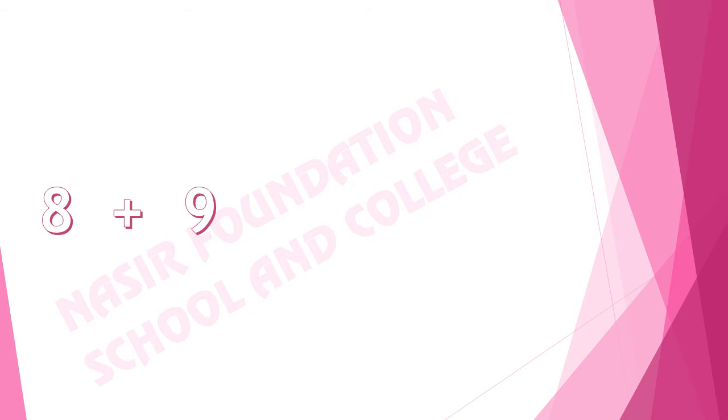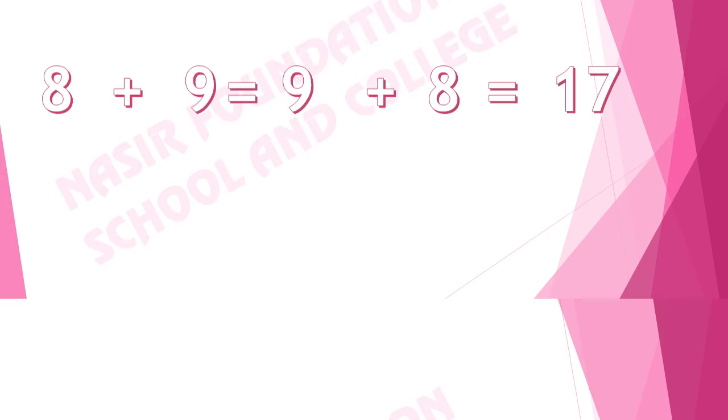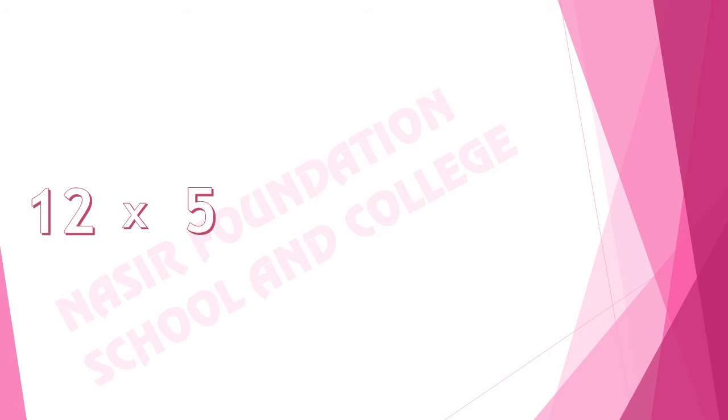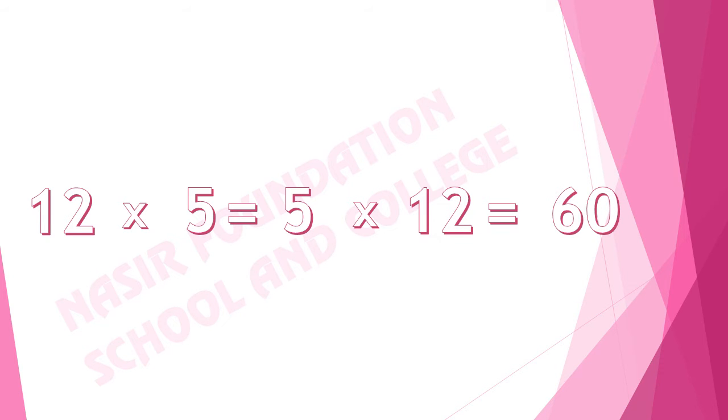If we add 8 and 9, we get 17, and if we add 9 and 8 we get 17. In both the cases we have the same number. If we multiply 12 and 5, 12 into 5 we get 60, and if we multiply 5 and 12, 5 into 12 we get 60. In both the cases we have the same answer, 60.